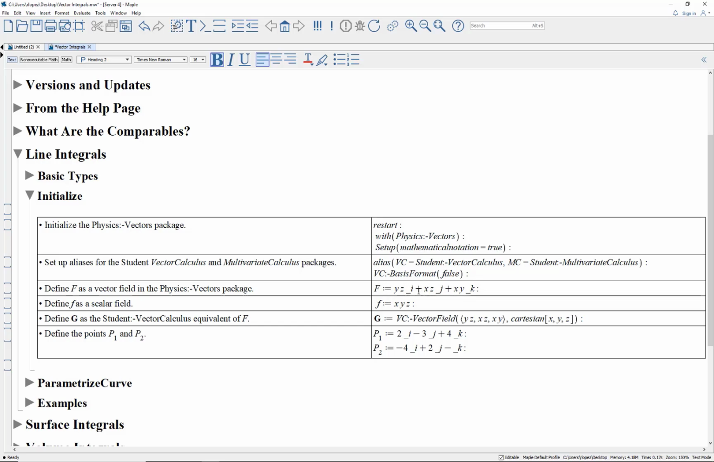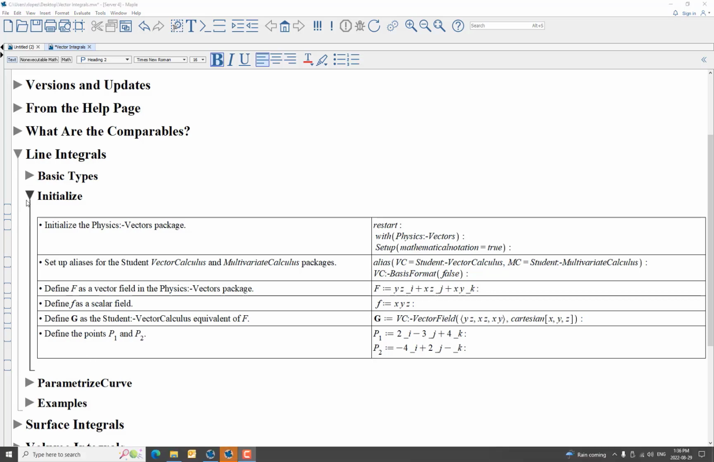In the physics package, you represent vectors this way. You use I, J, and K. They're special notation, unit vectors. This is a scalar. This is the comparable vector field in vector calculus: yz, xz, xy. And these are two position vectors in the physics package, again represented as a sum across these basis vectors.